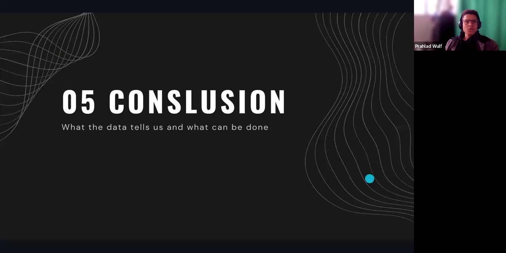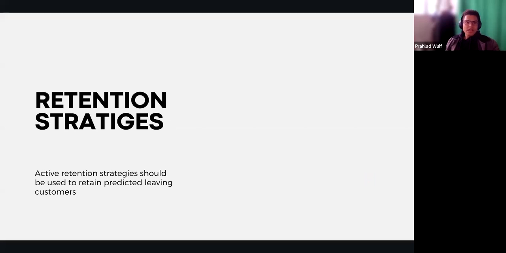So in conclusion, what the data tells us and what can be done. Firstly, retention strategies should be used to retain predicted leaving customers. Using the model, we should be able to predict when customers are going to churn, and we should be able to use preventative measures such as sending special deals or giving the customer a call or reminding the customer of the bank's services and how good they are compared to other banks. These strategies will improve customer retention when we've detected that they're about to churn.